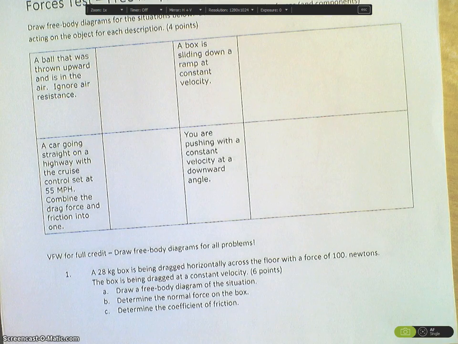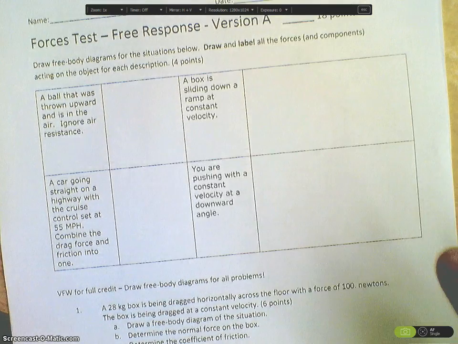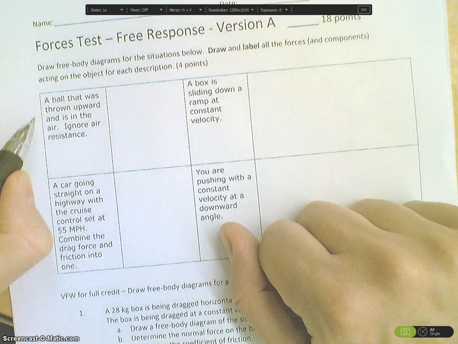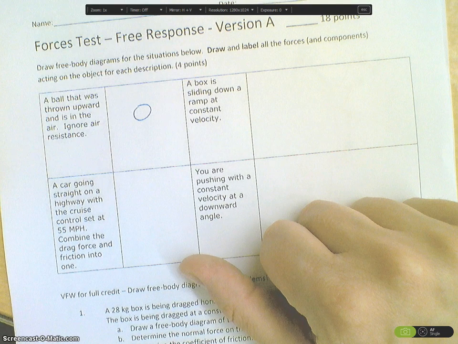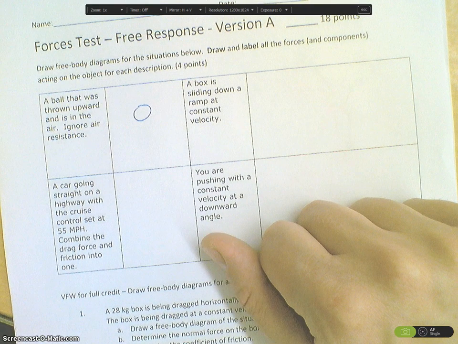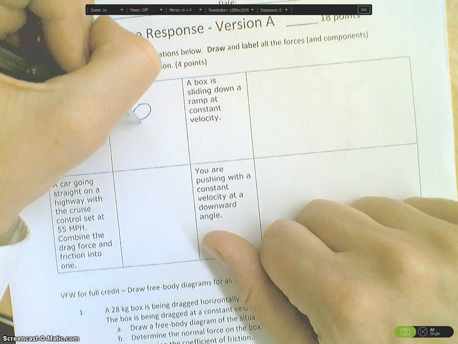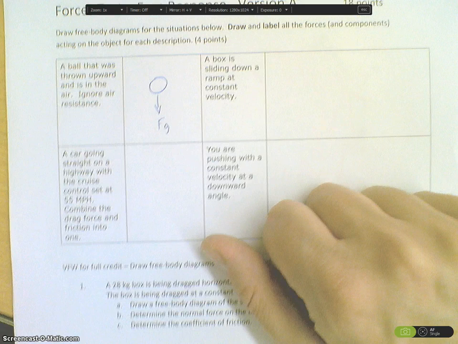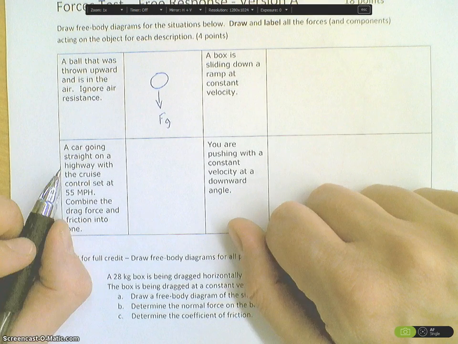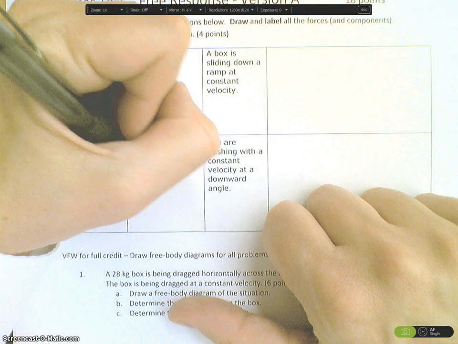Let's look at the free response on version A. A ball that was thrown upward and is in the air, ignoring air resistance. So it's in the air, and there's only one force acting on it, the force of gravity. That's it.